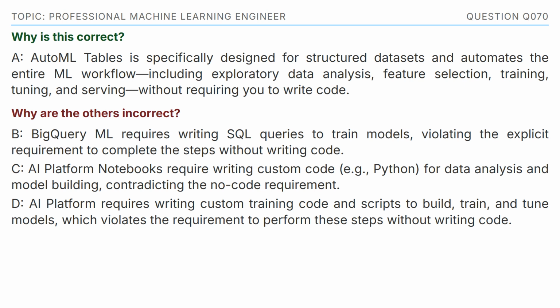Why are the others incorrect? B. BigQuery ML requires writing SQL queries to train models, violating the explicit requirement to complete the steps without writing code. C. AI platform notebooks require writing custom code, e.g., Python, for data analysis and model building, contradicting the no-code requirement. D. AI platform requires writing custom training code and scripts to build, train, and tune models, which violates the requirement to perform these steps without writing code.